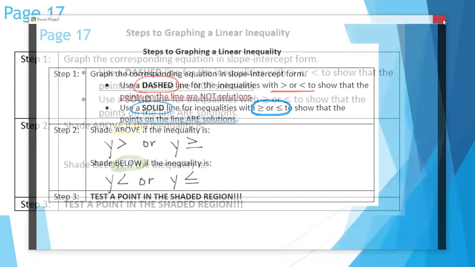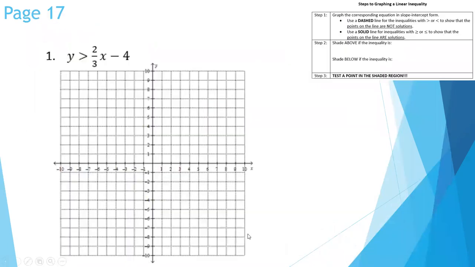Okay, so let's go ahead and start with our first example here. So copy down example number one. We're going to do four today. So for our first one, we're going to graph y is greater than 2/3 x minus 4. So take about 60 seconds to copy it down, and then we will work through it together.